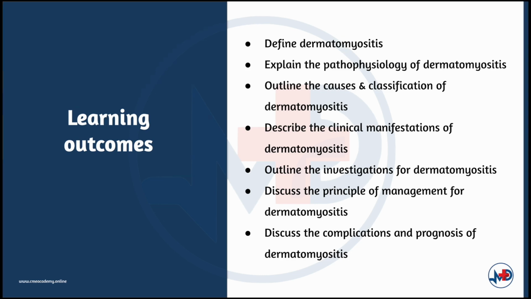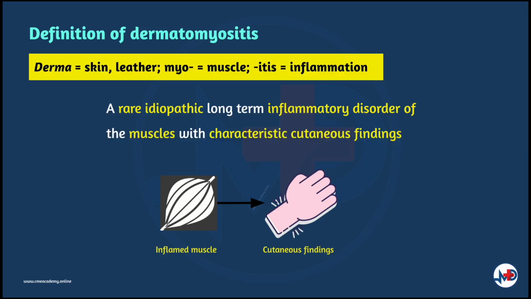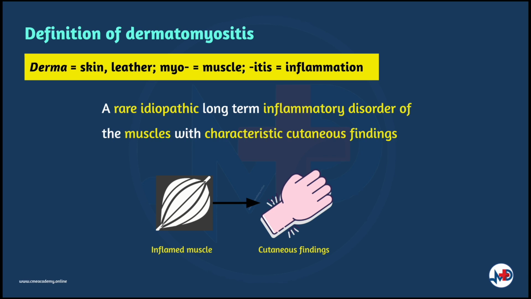Let's get started. So, what is dermatomyositis? It is a rare idiopathic long-term inflammatory disorder of the muscles with characteristic cutaneous findings. Derma means skin or leather, myo means muscles, and itis means inflammation. So in short, dermatomyositis is the inflammation of muscles with skin involvement.